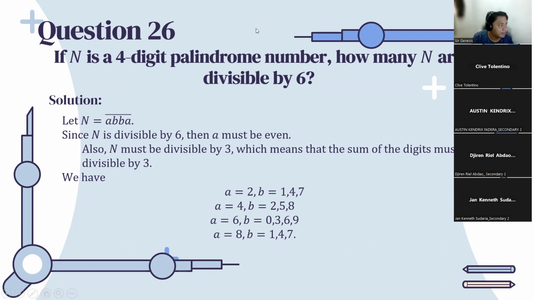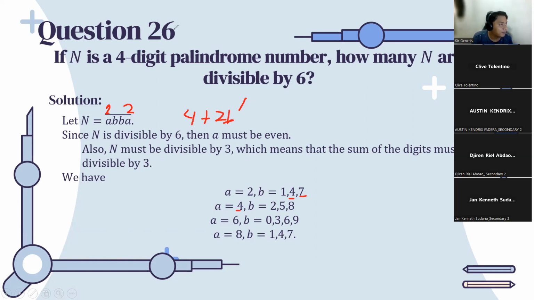However, if A is equal to 2, then you have your sum 4 plus 2B, right? So 4 plus 2B must be divisible by 3. So you can have 1, because 2 times 1 is 2, 2 plus 4 is 6. So you also have 4 and 7. And for 4, you have 2, 5, 8. For 6, you have 0, 3, 6, 9. And for 8, you have 1, 4, 7.